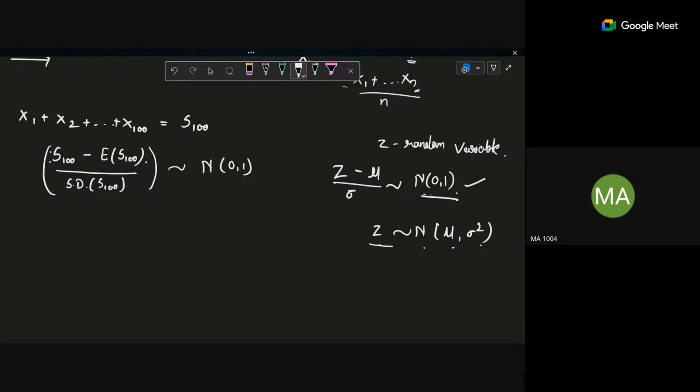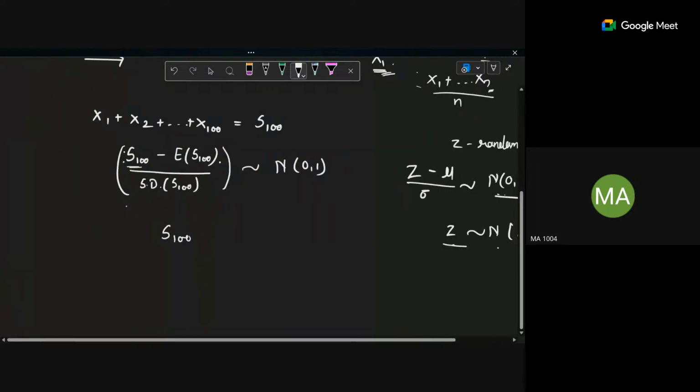So here we are standardizing S100. But do you know why you are standardizing it? Do you know whether S100 is a normal distribution or not? To find the approximate distribution of this. To find the approximate, that's correct. That's fine. I'm just giving you an idea of how CLT is going to be used here.